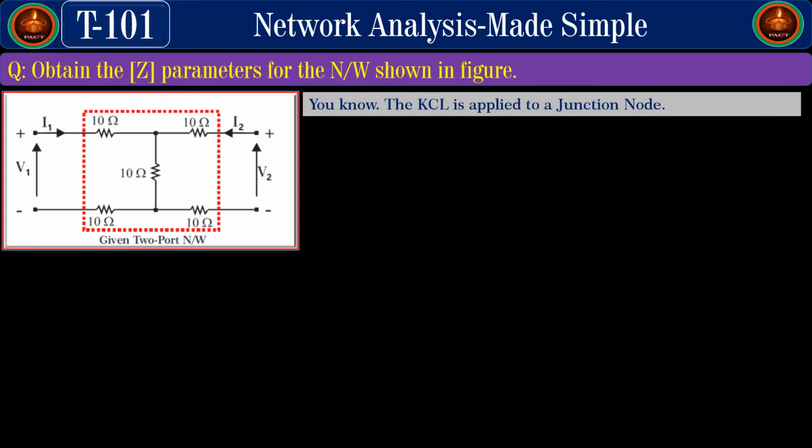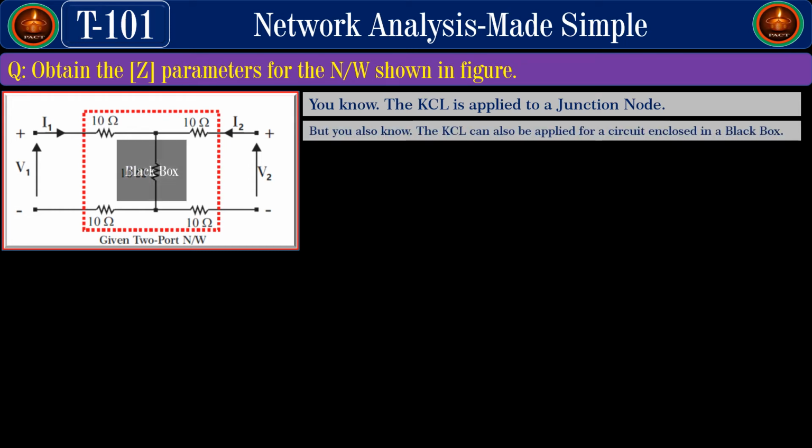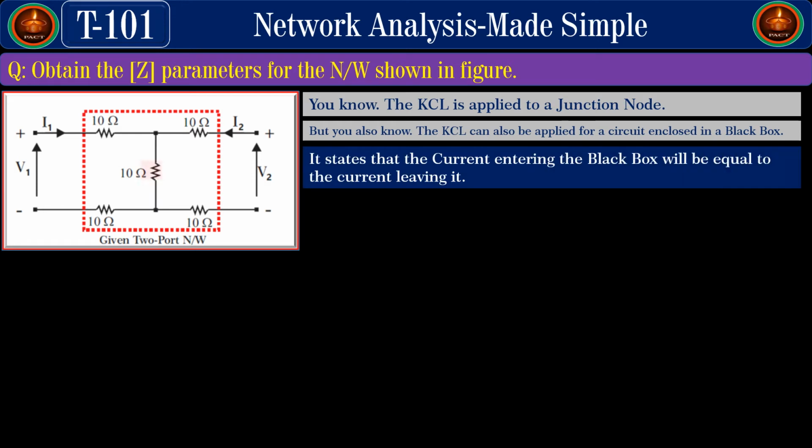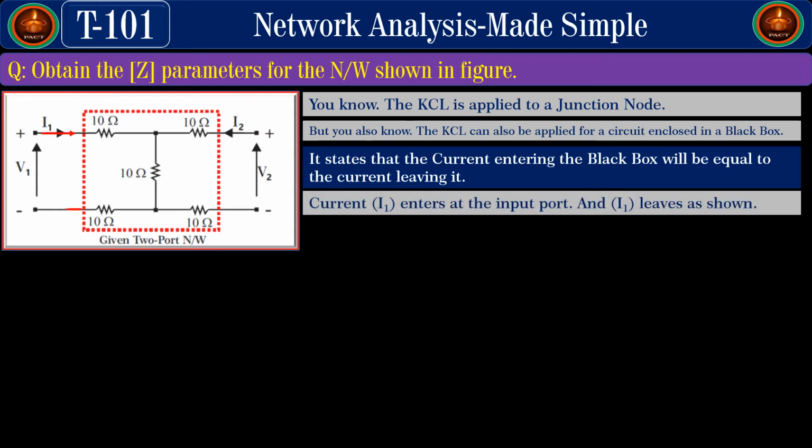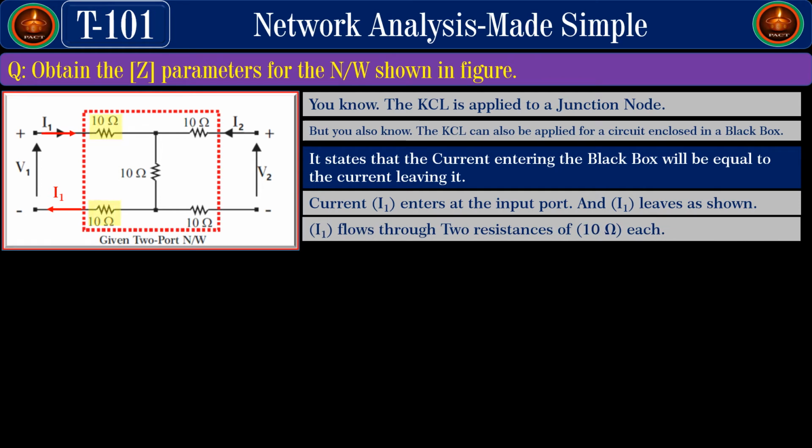You know, KCL is applied to a junction node in a network. So also it is applied to a black box. It states that the current entering the black box will be equal to the current leaving the black box. So here is a situation where I1 is entering the black box and I1 is leaving the black box. But the more important point that you should know is the same current I1 is flowing through these two resistors of 10 ohm each.